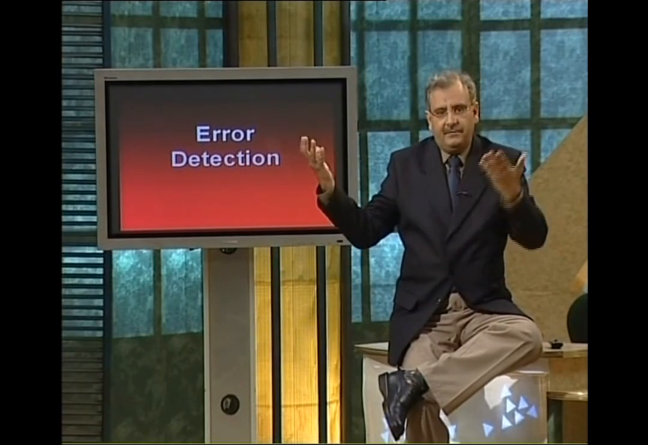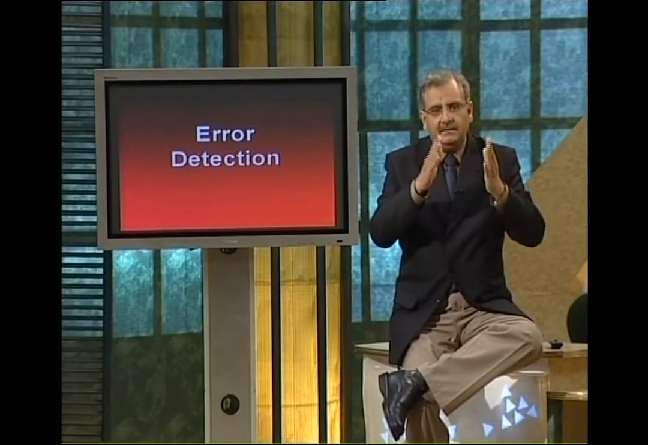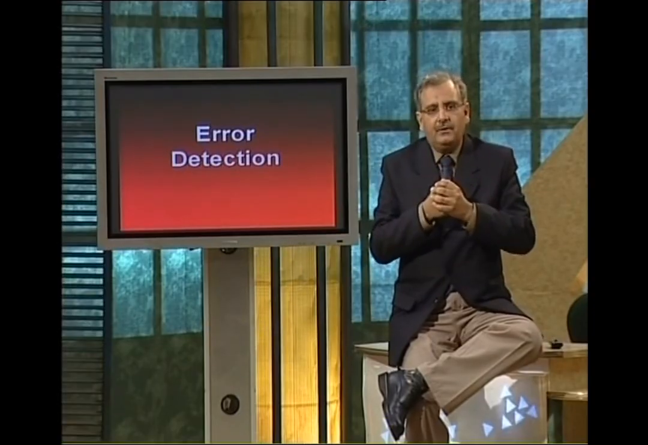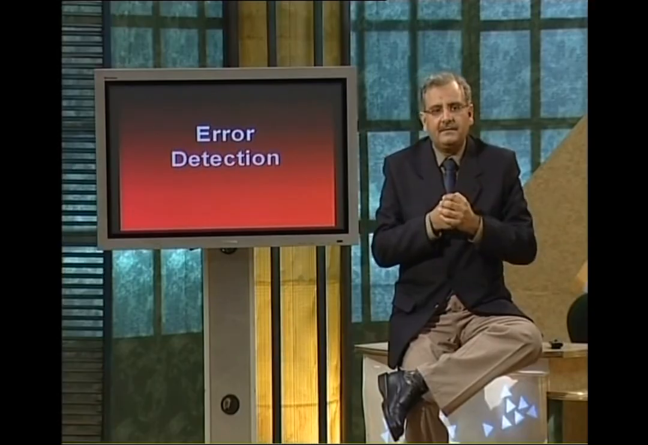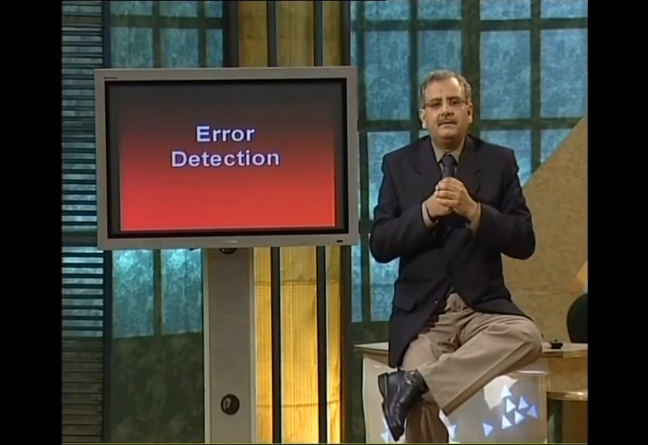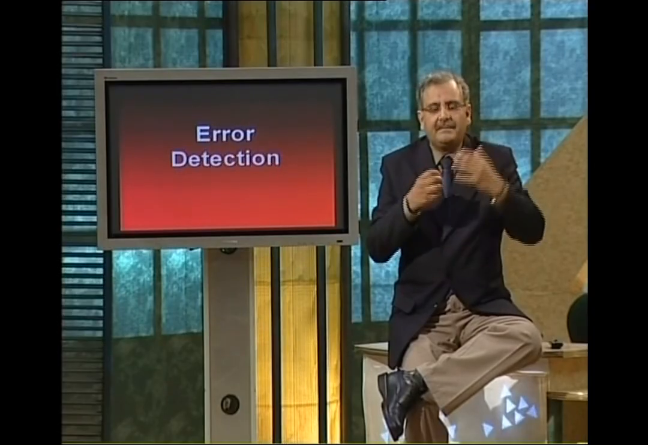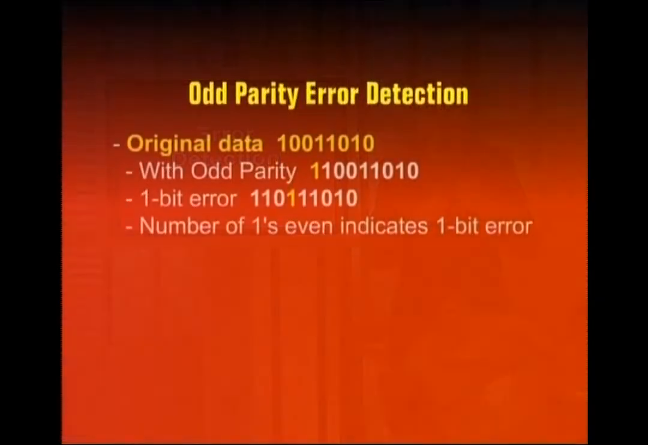So you would be sending these 9-bit messages. At the receiver end, your friend would be counting the number of ones. If they are even, then the message is correct. If they are not even, the message is incorrect. So we either use the odd parity method or the even parity method to detect 1-bit errors. Let us have a look at an example which explains this parity bit method of detecting errors.